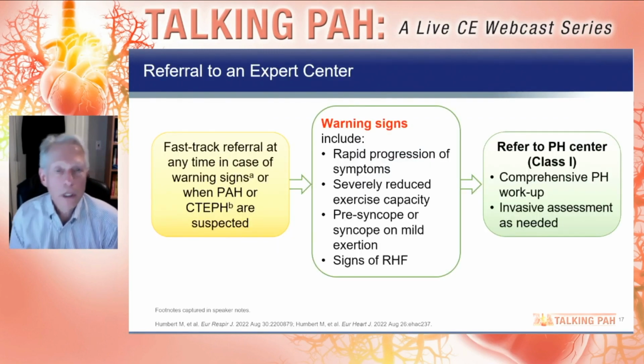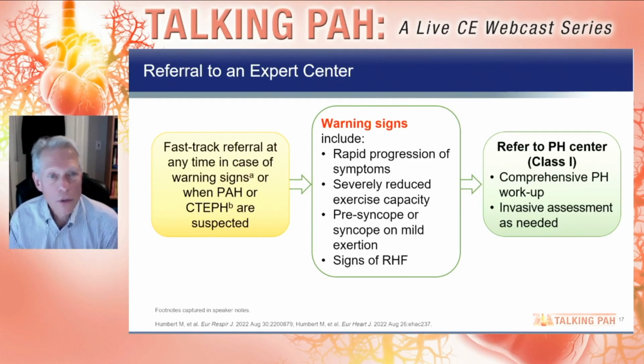I think importantly, whenever someone is concerned about pulmonary hypertension, sending them right to a PAH center will expedite the evaluation, and it will be a focused and efficient evaluation that includes not only the diagnosis of pulmonary arterial hypertension, but also making sure we don't miss other diagnoses like chronic thromboembolic pulmonary hypertension.